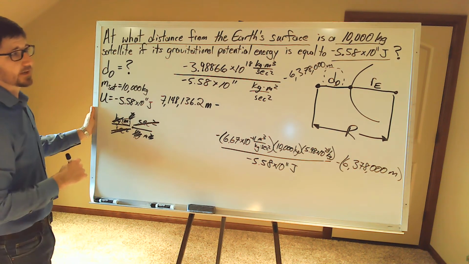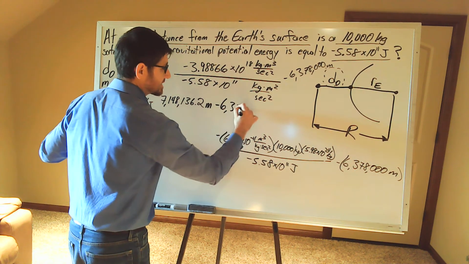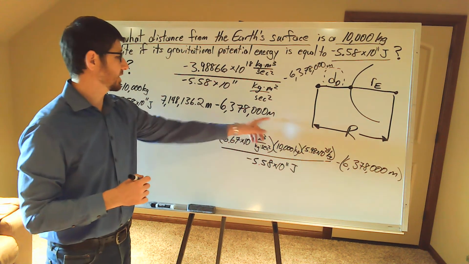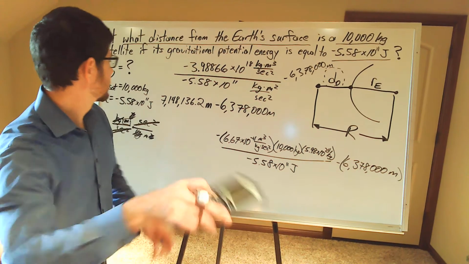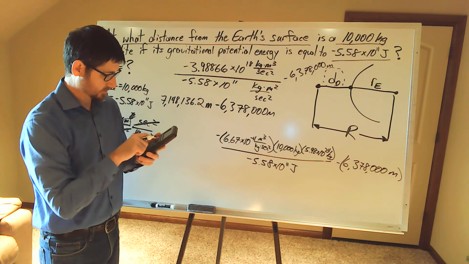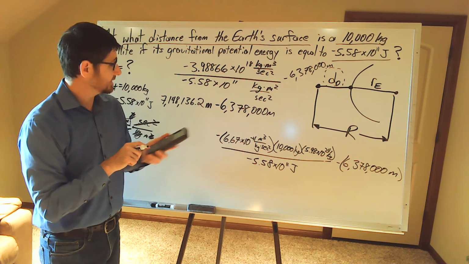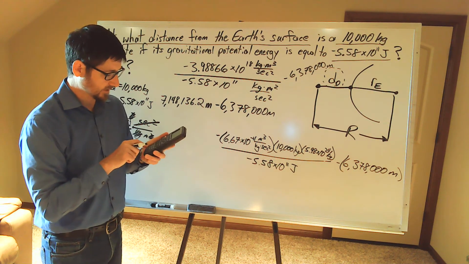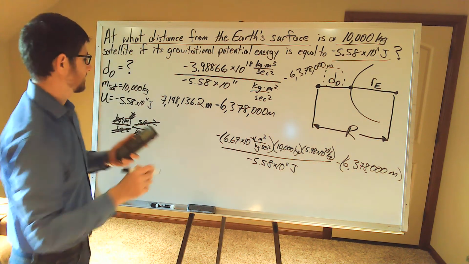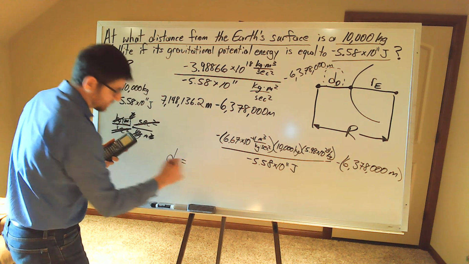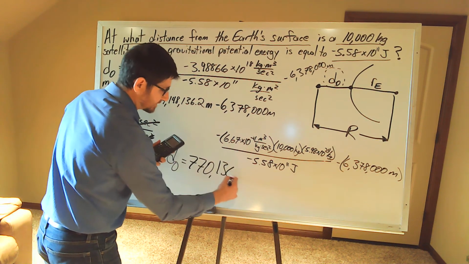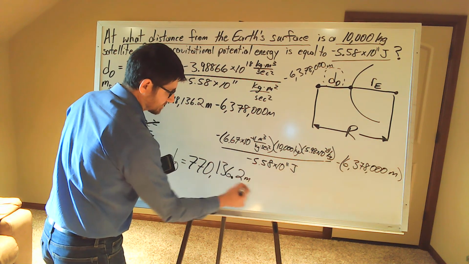Now we need to subtract the radius of the Earth, 6,378,000 meters. And since we have like units here, we can subtract here. So let's subtract the radius of the Earth, 6,378,000 meters. And this gives me d sub 0, so remember this is altitude, 770,136.2 meters.